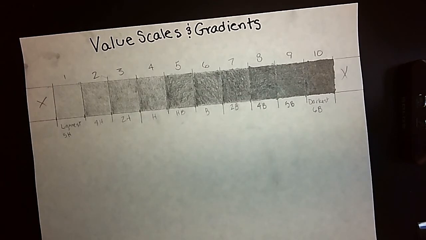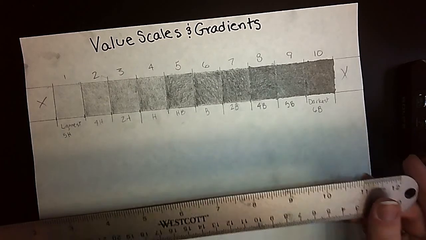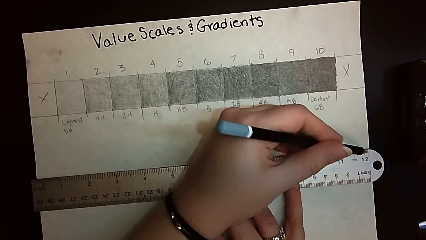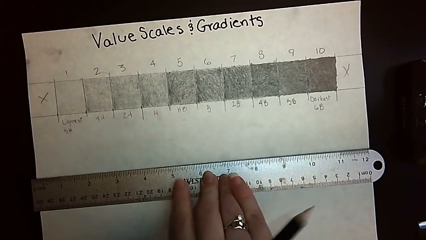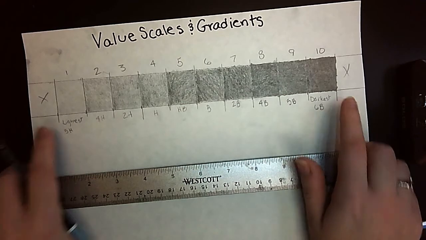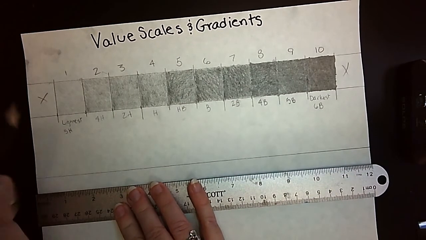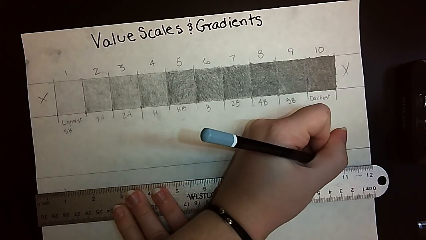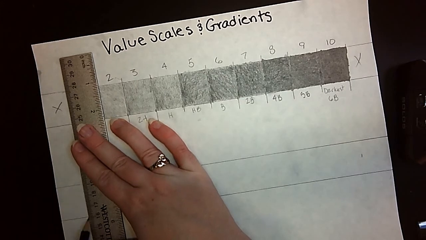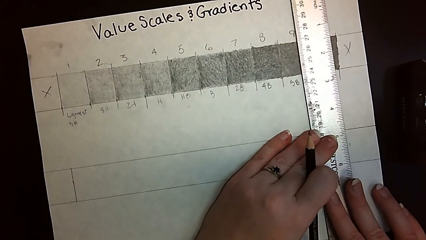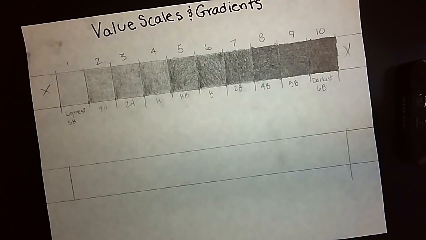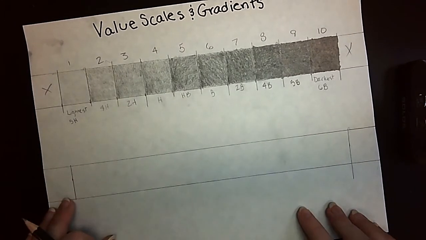To get us started, grab a pencil and some sort of straight edge and create a bar across your paper. You want your bar to be the same length as your value scale. So I'm going to measure in an inch on either side because I know that's how long my value scale is. All right, so this is the space that I will make my gradient in.